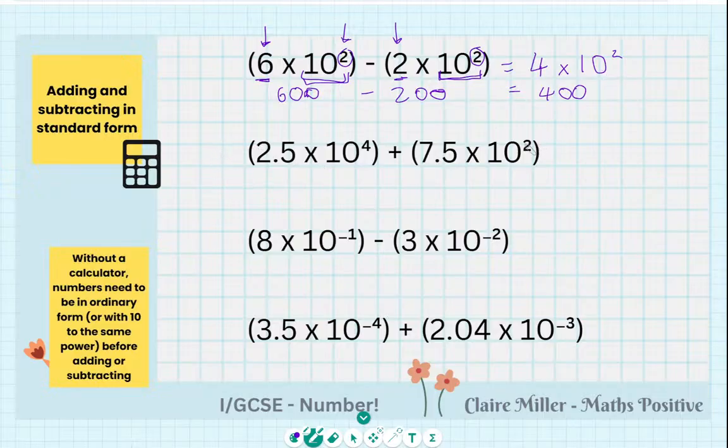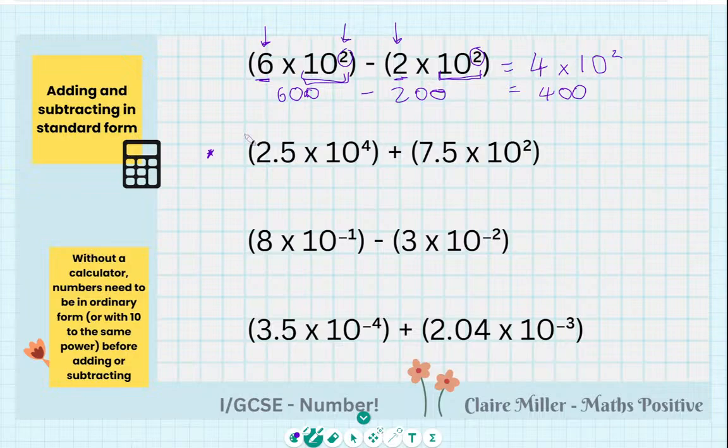Let's have a go at a few more of these questions. I'm going to start by, no, you know what? I'm going to show you how to do these with a calculator. Or I'm going to explain to you how to do these with a calculator.